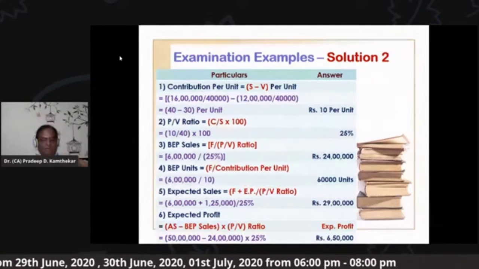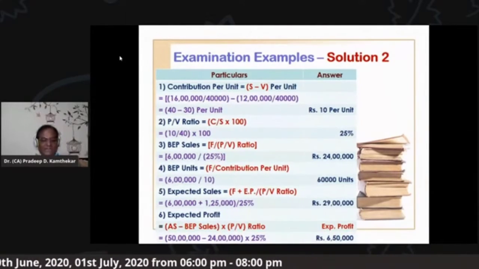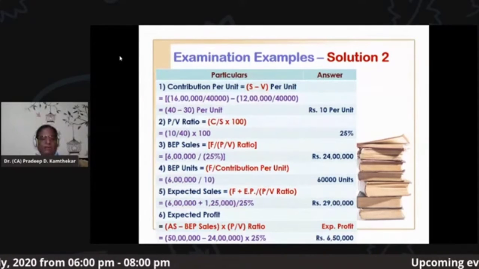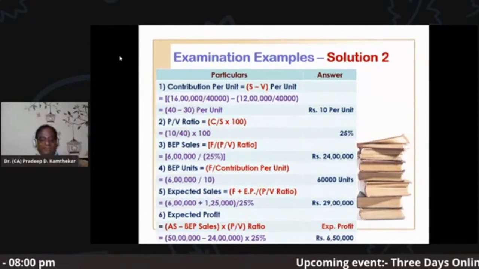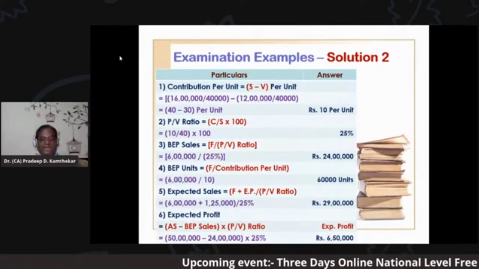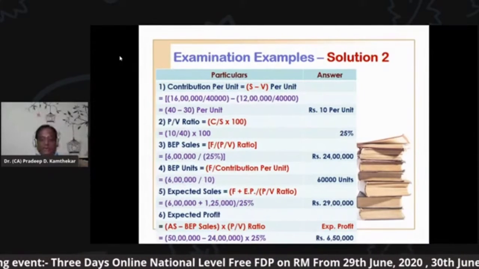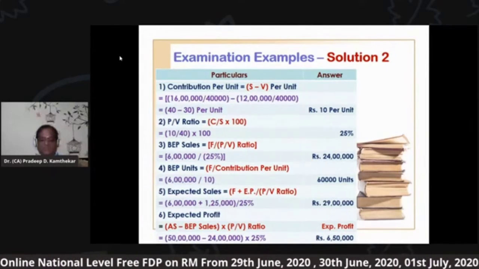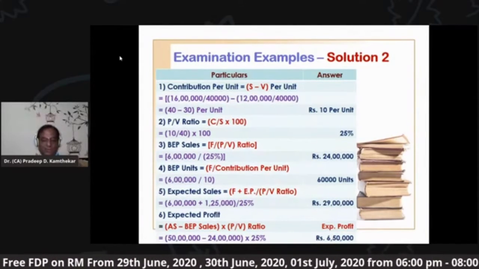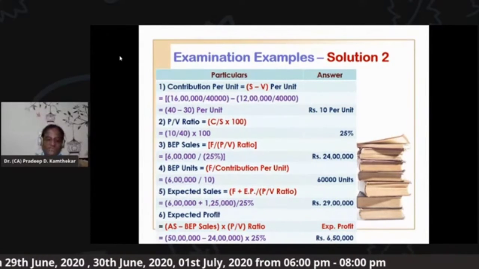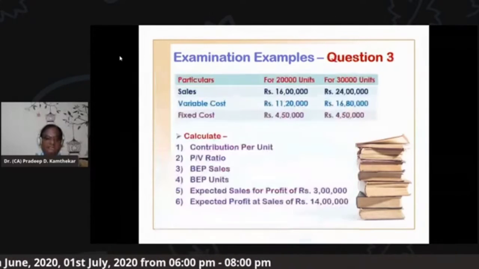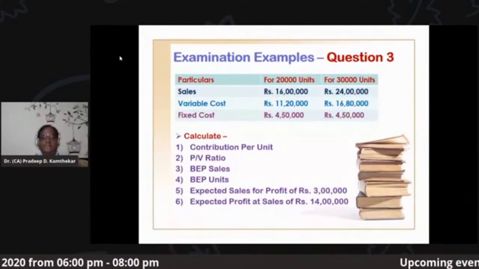Now expected profit, how do we calculate? Actual sales minus break-even point sales. Actual sales are given as 50 lakhs. Break-even we have calculated in point number 3, 24 lakhs. So 50 lakhs minus 24 lakhs, 26 lakhs is the margin of safety. So 26 lakhs into 25%, 6 lakh 50,000 is the expected profit when this business has rupees 50 lakhs as sales.